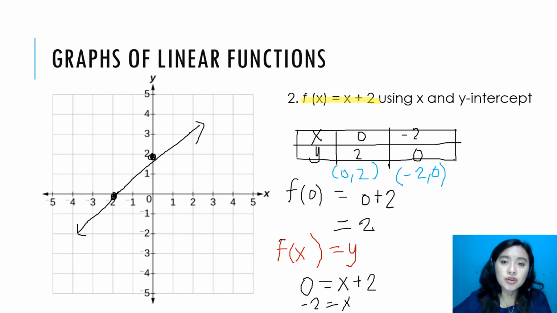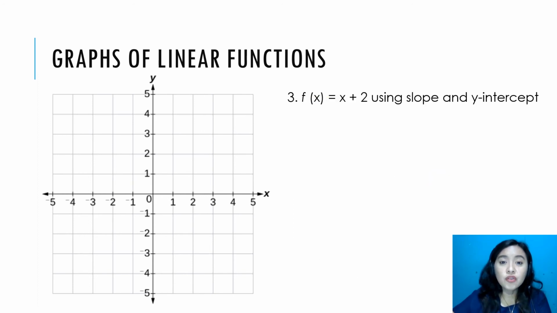Okay, let's go to the third method nga atong i-discuss today. For the third and final method, again, parehas gihapon, we will still be using the function f of x is equal to x plus 2. Only this time, atong siyang i-graph using the slope and the y-intercept. For the given example, sayon na lang nato siya i-graph. Kay, using the slope and the y-intercept, naa siya sa slope-intercept form, ang atong function.